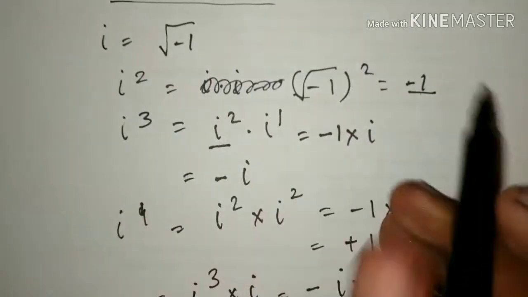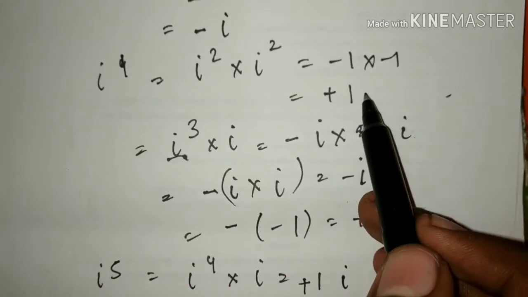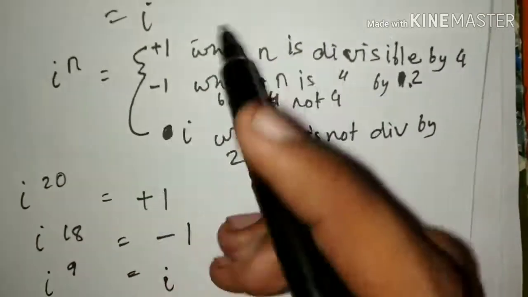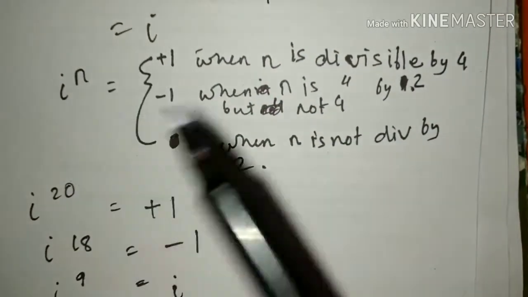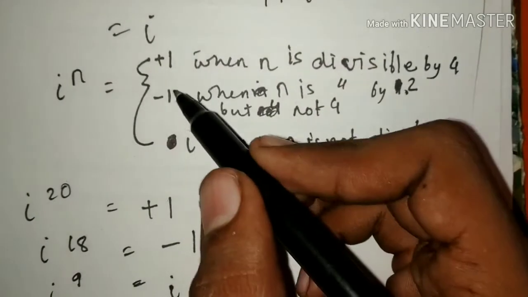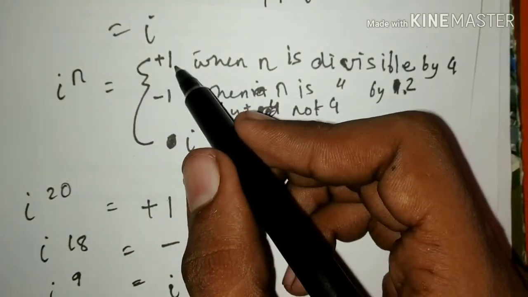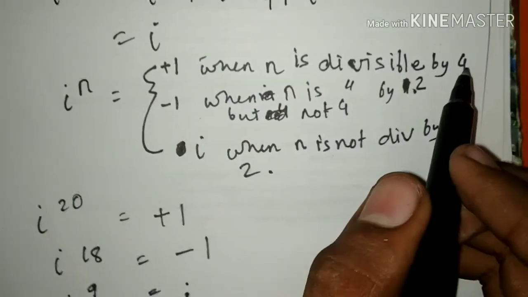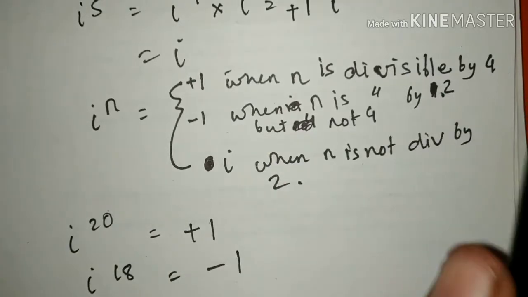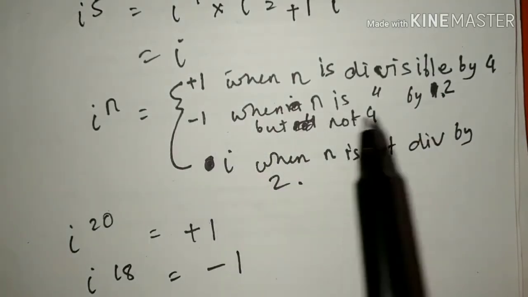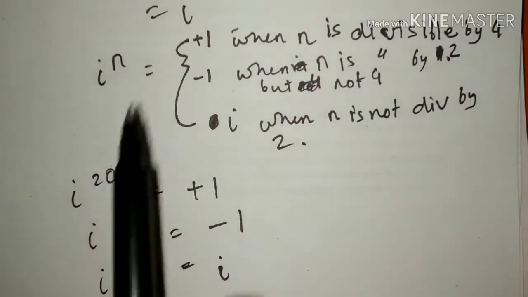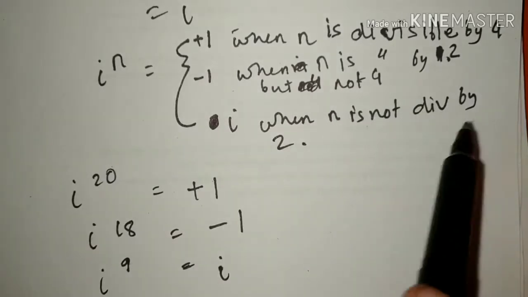So these are the basic rules that you need to know. First, i square is -1. Second, i to the power 4 is +1, and then you can find i to the power any number. And the third rule is that i to the power n, where n is a natural number or a whole number, equals +1 when n is divisible by 4. If n is divisible by 4, it is also divisible by 2. So i to the power n is +1 when n is divisible by 4, -1 when n is divisible by 2 but not 4, and i when n is not divisible by 2.